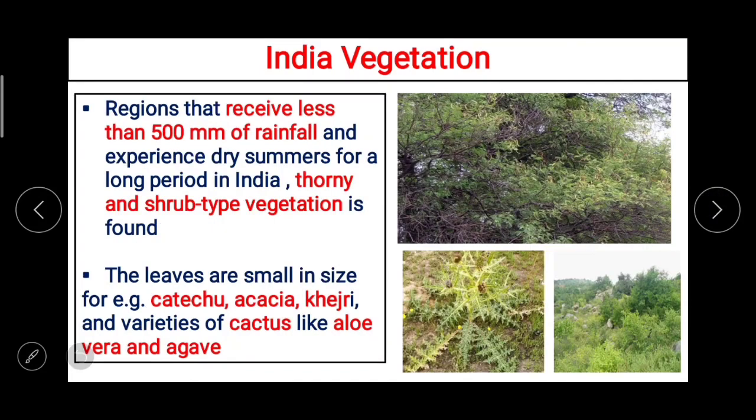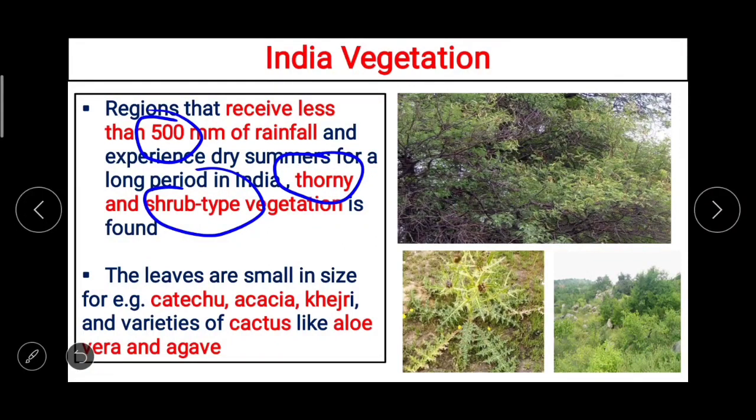regions that receive less than 500 millimeter of rainfall and experience dry summers for a long period in India, there thorny and shrub type vegetation is found. क्योंकि वहाँ पर बारिश बहुत कम होती है और ज़्यादा से ज़्यादा ड्राई समर होता है. सो वहाँ पर एवरग्रीन जो है हमेशा हरे रहने वाले या फिर बहुत ऊंचे होने वाले पेड़ हमें देखने को नहीं मिलते हैं. The leaves are small in size.